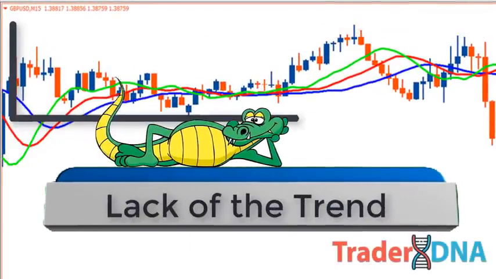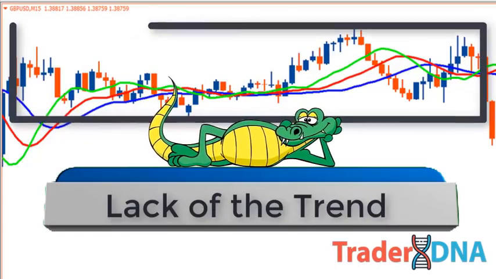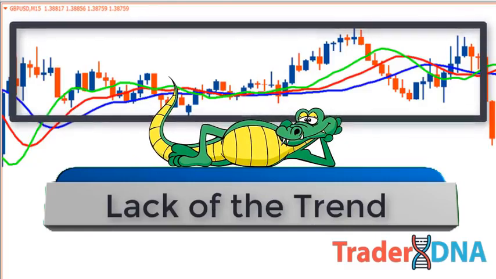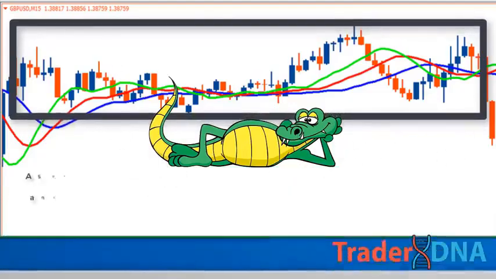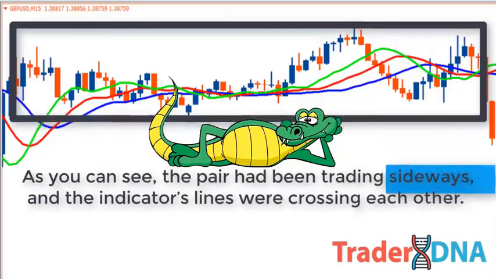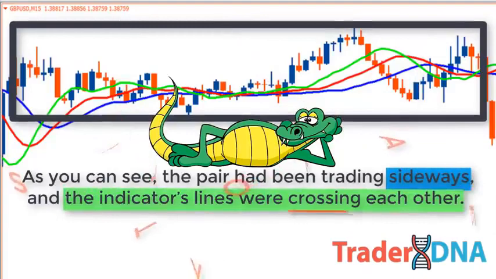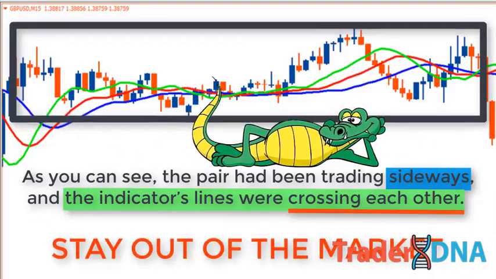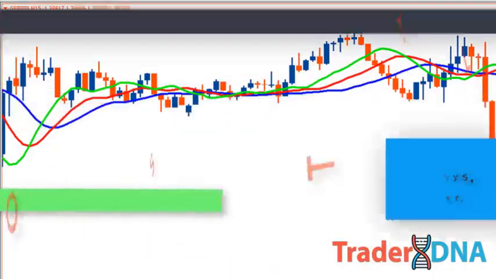Lack of the trend. It's the time when our alligator is sleeping, so its jaw, teeth, and lips are serried. As a result, all Bill Williams' three lines are either too close to each other or intertwined. In this chart, as you can see, the pair had been trading sideways and the indicator's lines were crossing each other. Mr. Williams recommended staying out of the market in times of consolidation.